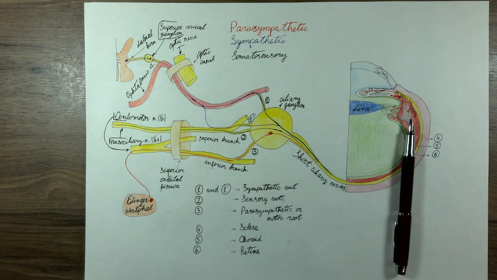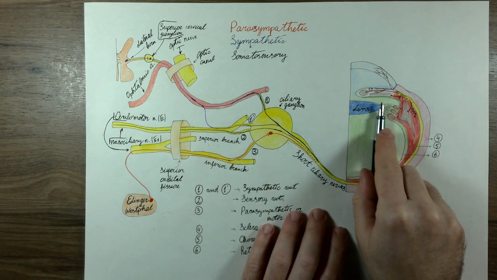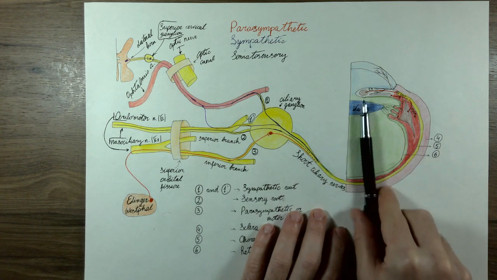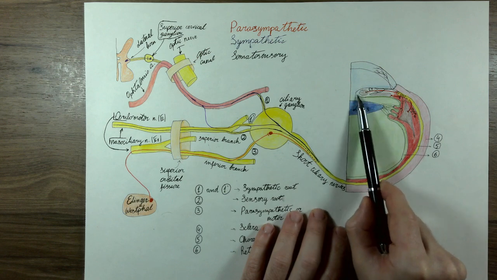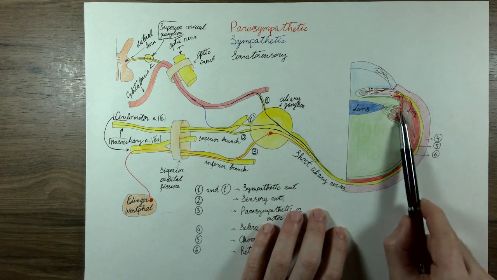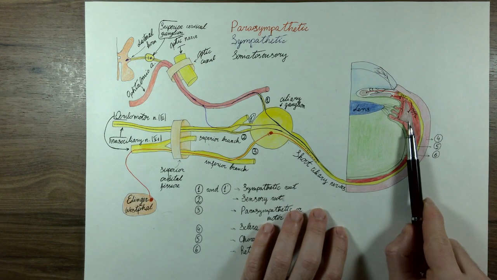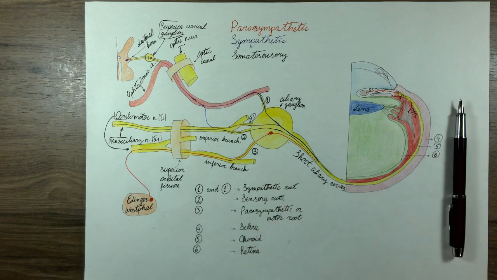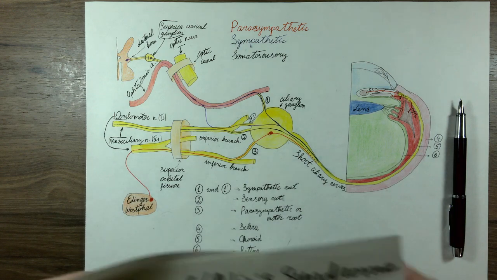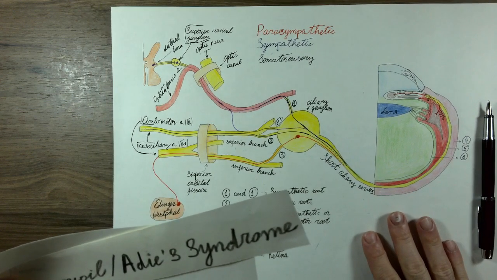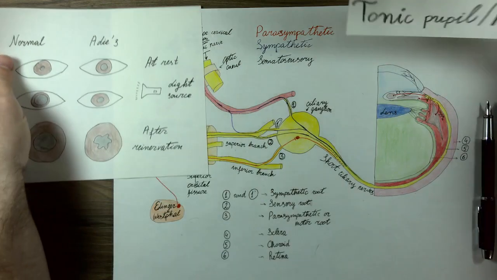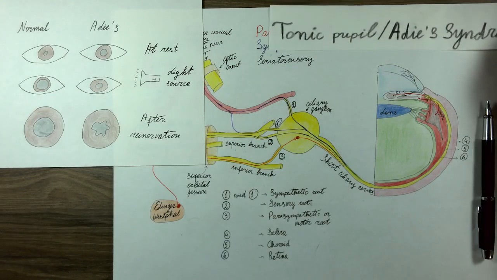Something that you need to remember here is that only 5% of the parasympathetic fibers would actually innervate the sphincter, and the remaining 95% would reach the ciliary muscle. So, knowing these parts of the physiology and the neuroanatomy, we can actually explain a rather common syndrome, which is the so-called tonic pupil syndrome.